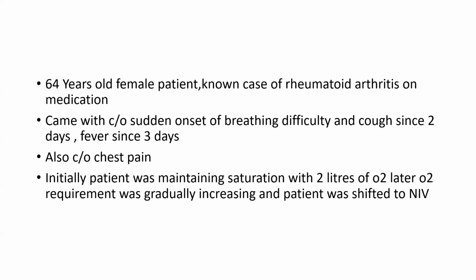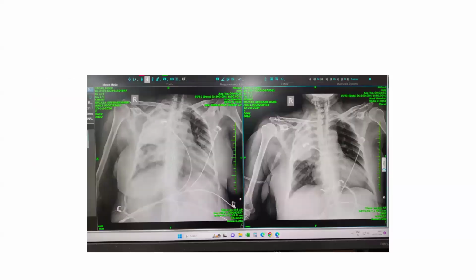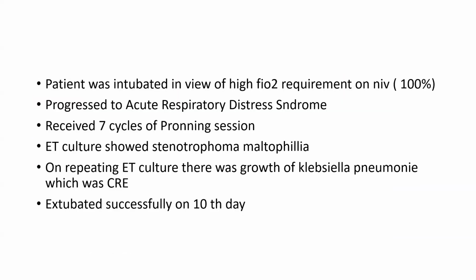Initially, the patient was requiring 2 liters of O2, and later her O2 requirement increased gradually, and the patient was shifted to NIV. This was the chest X-ray of this patient, which was suggestive of community acquired pneumonia. The pneumonia severity index score was 55. Her chest X-ray was worsening gradually, and the patient was intubated in view of high FiO2 requirement. Then the patient was diagnosed with acute respiratory distress syndrome.